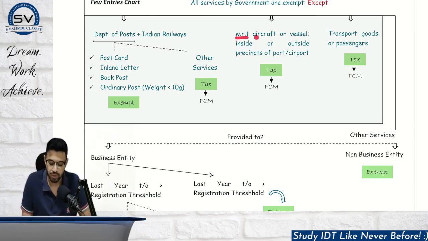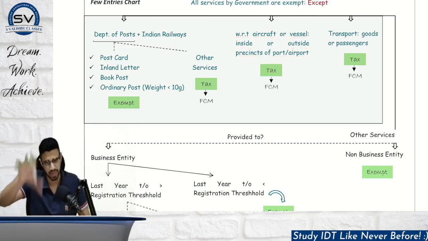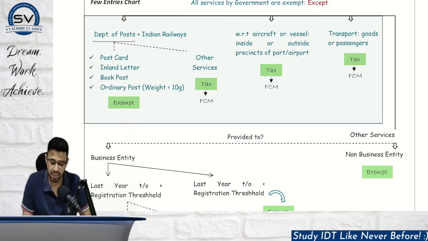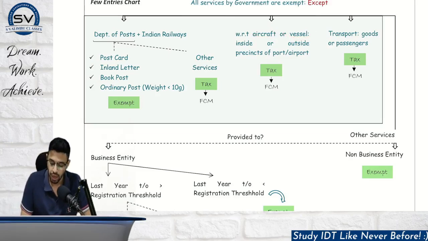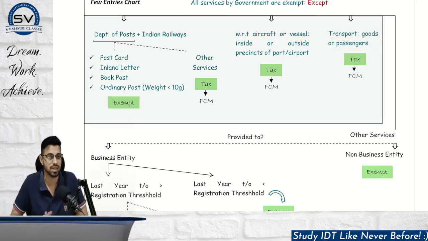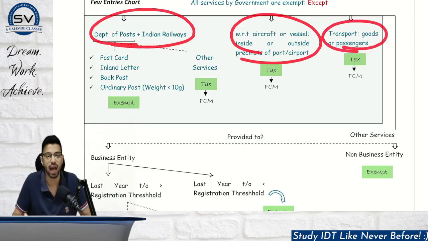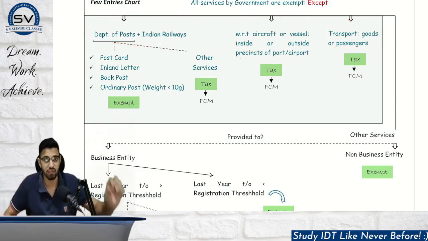All the services with respect to aircraft or vessel inside or outside the precincts of the port or airport. So regardless of whether they are providing inside the airport, inside the port or outside, services with respect to aircraft or vessel are completely taxable. Transport of goods or passengers. So if government is providing some passenger transportation service, goods transportation service, we are availing, we are going to pay GST. Okay. Now, first let's understand the logic as to why these three kind of services are outside the scope of exemption, meaning which they are taxable.